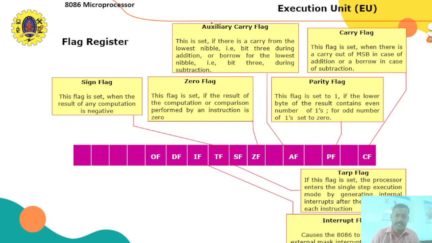Next one, that is IF. This is the interrupt flag. Whenever we use this 8086, to enable an external interrupt or disable the internal interrupt, we can use this IF. So what is an interrupt?